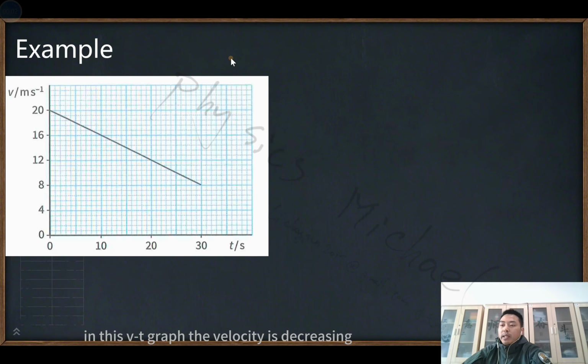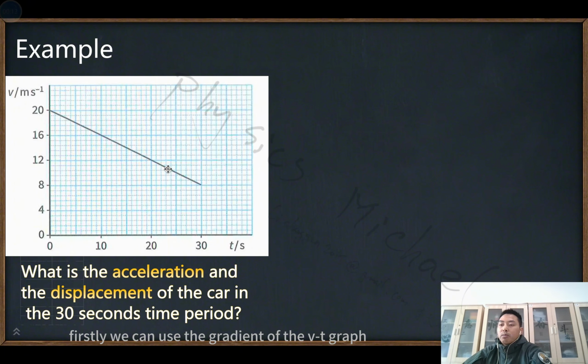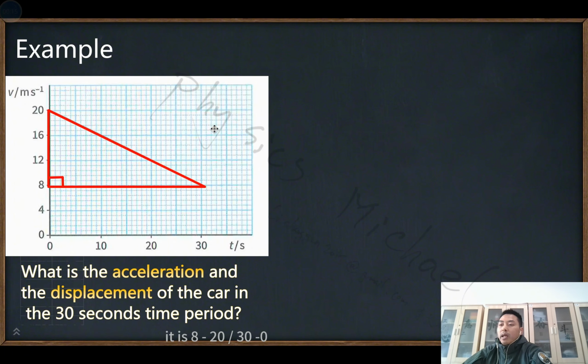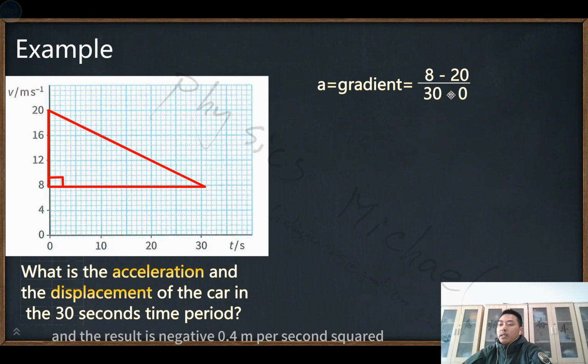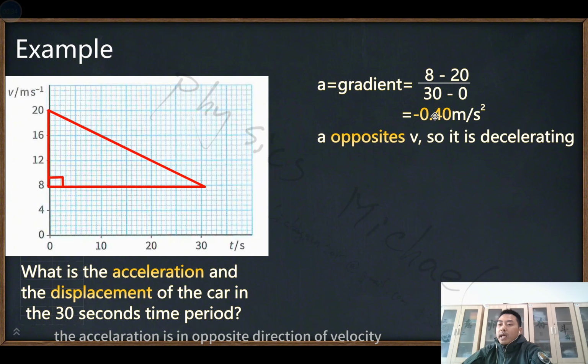Let's take an example. In this VT graph, the velocity is decreasing. What is the acceleration and the displacement of the car in the first 30 seconds? Firstly, we can use the gradient of the VT graph. It is (8 minus 20) divided by (30 minus 0), and the result is negative 0.4 meters per second squared. Here, 0.4 meters per second squared is the magnitude of the acceleration. Negative means the acceleration is in the opposite direction of the velocity, so it is decelerating.